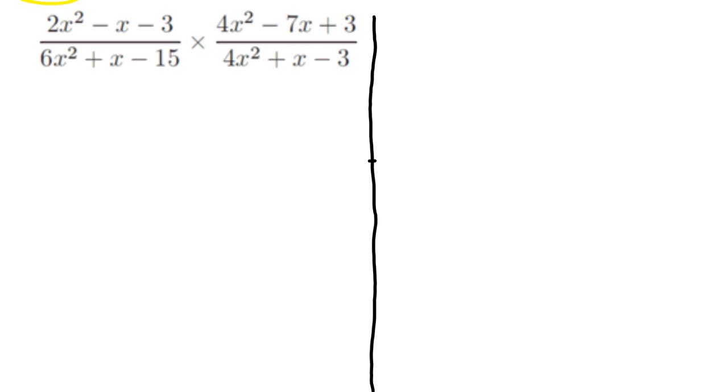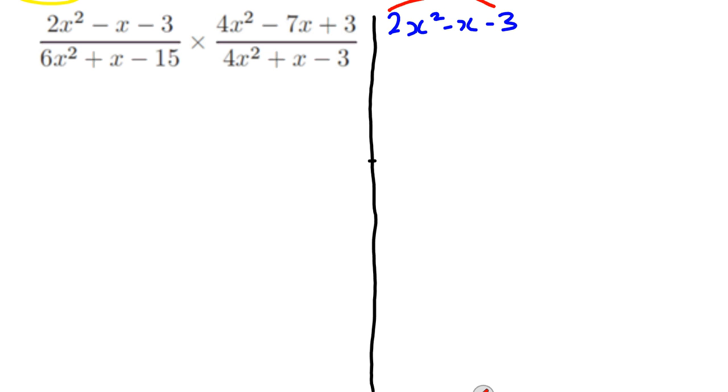So I'm going to do the numerator of the first fraction first. Let's write it out: 2x squared minus x minus 3. The reason why we have to factor this quadratic using the splitting method is that the value of a, the coefficient of the x squared term, is greater than 1, and there's no common factor in all 3 terms. So that's when you have to use the splitting method.